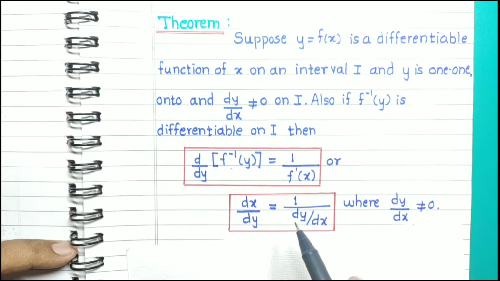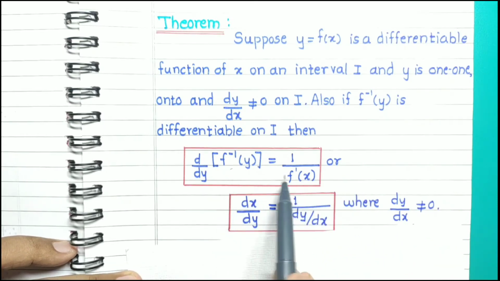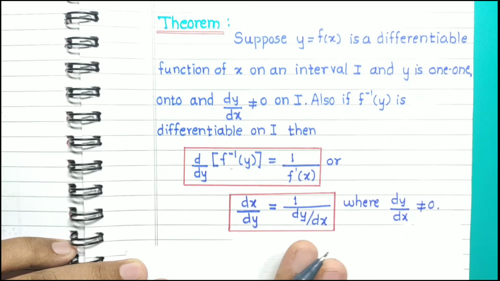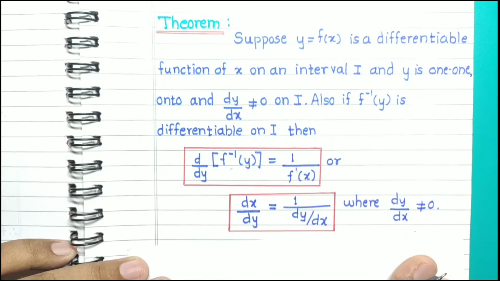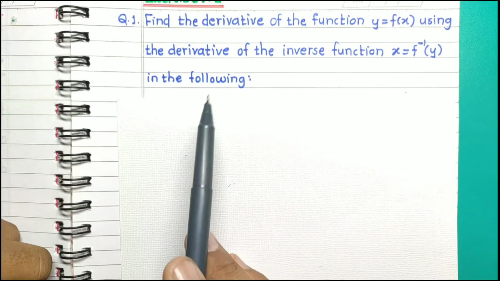So briefly, derivative of a function and derivative of its inverse function are reciprocals of each other. We can use this result as dy by dx is equal to 1 upon dx by dy, provided this dx by dy is non-zero. Okay, so read this result properly, remember it. Now let's solve some examples.